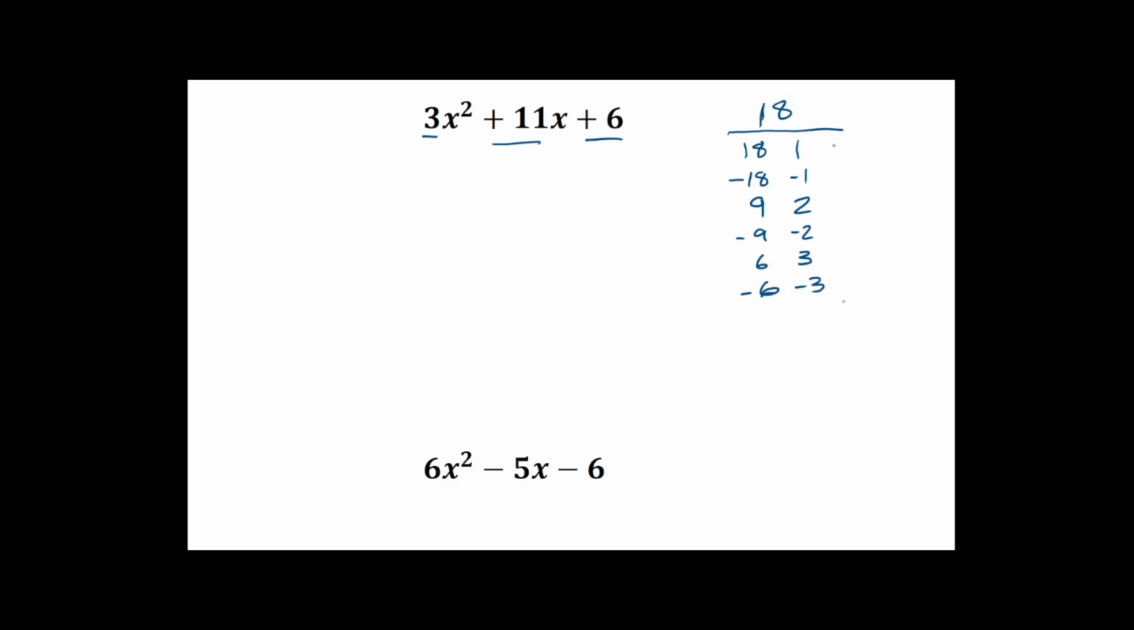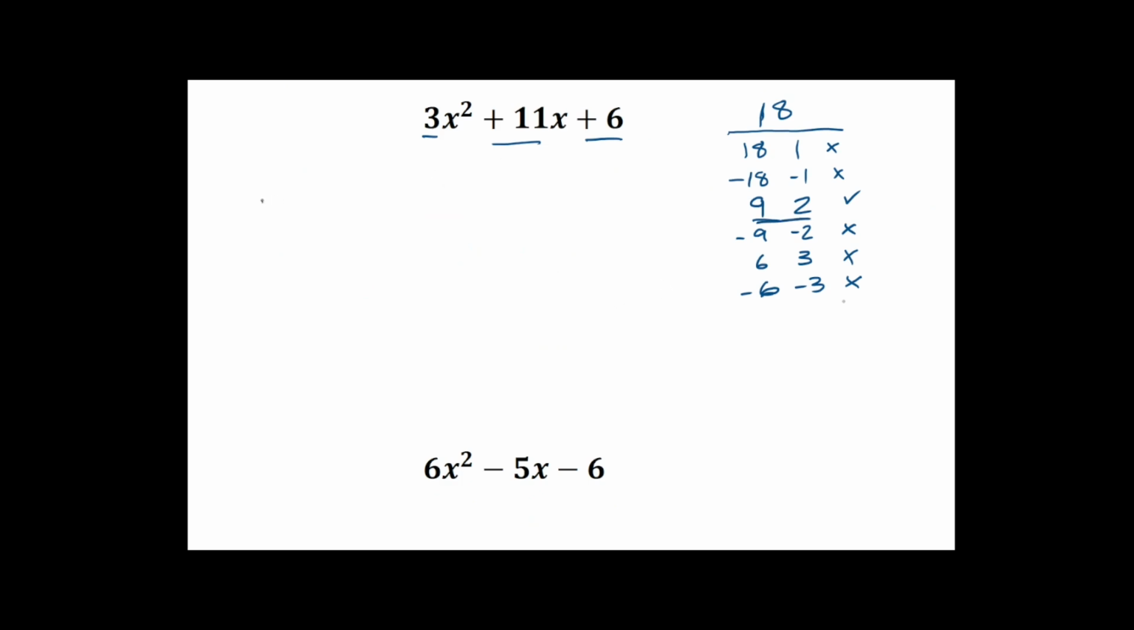18 plus 1 is 19. It's not that. Minus 18 minus 1 is minus 19. It's not that. 9 plus 2 is 11. So it's that, but we'll just make sure. Minus 9 minus 2 is minus 11. 6 plus 3 is 9, so it's not that. Minus 6 minus 3 is minus 9. It's not that. So our only possible answer is 9 and 2.